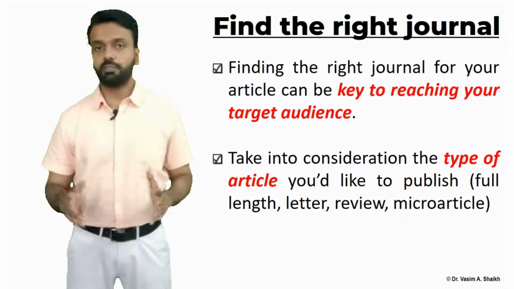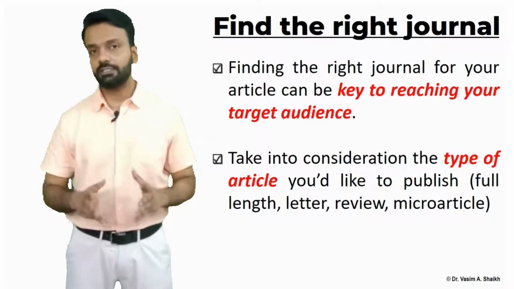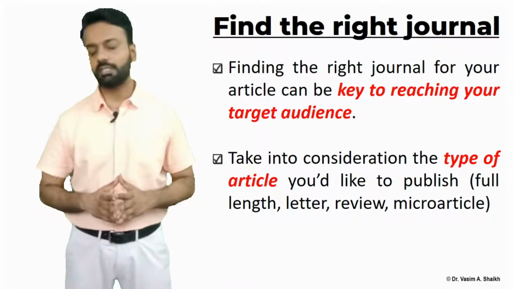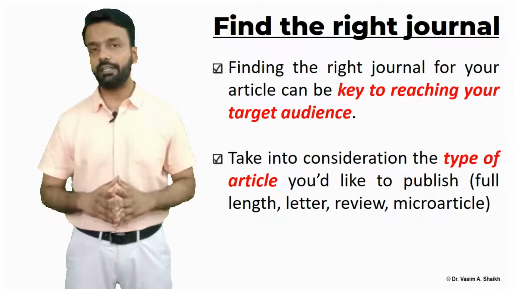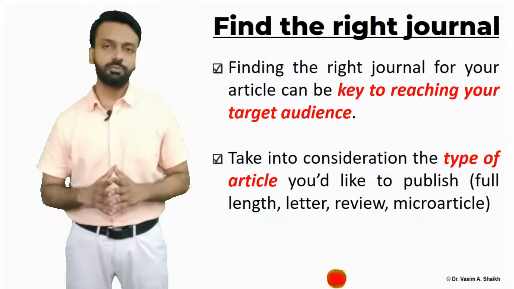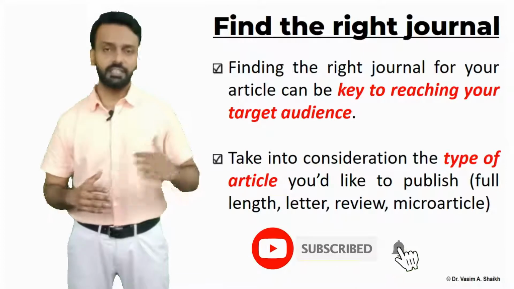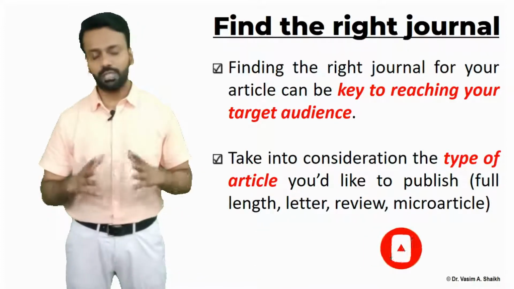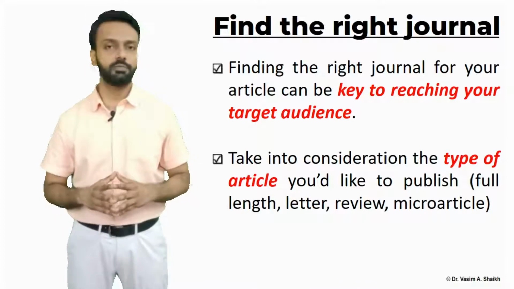So the first step is you need to find the right journal. Finding the right journal is the key step in the publishing process. You also need to identify what type of article you need to publish. And for this purpose, I've made a video which is preceding this video where you can easily find out what type of articles are there, what types of research articles which you can publish.